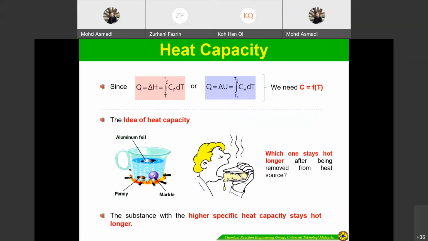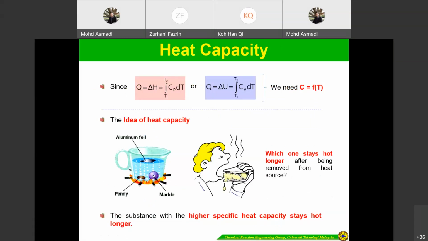Okay, heat capacity. What is the definition? As I told you, the idea of heat capacity is if we compare the penny and also the marble, which one stays hot longer after being removed from the heat source? Once you remove the heat source, which one stays longer? So that is the concept of heat capacity. The highest specific heat capacity will stay hot longer.